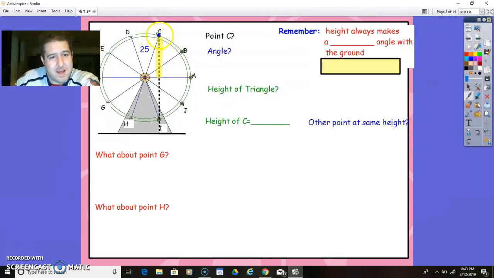Now, if we can find C, then we know C and D are the same position. We already found A and F. We already found B and E. So we want to find the height of every single position all the way around the Ferris wheel. So if we can find C, then C and D must be exactly the same.